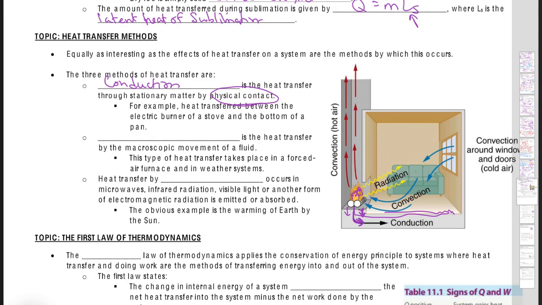If I take my hand and put it on a table, I am transferring heat from my hot hand to the table by direct contact. Another example would be if I have water on a stove, the flame is in direct contact with the pan, which means it's going to transfer energy into the pan, but then the pan is going to transfer energy into the water. So you have two heat transfers by conduction there.